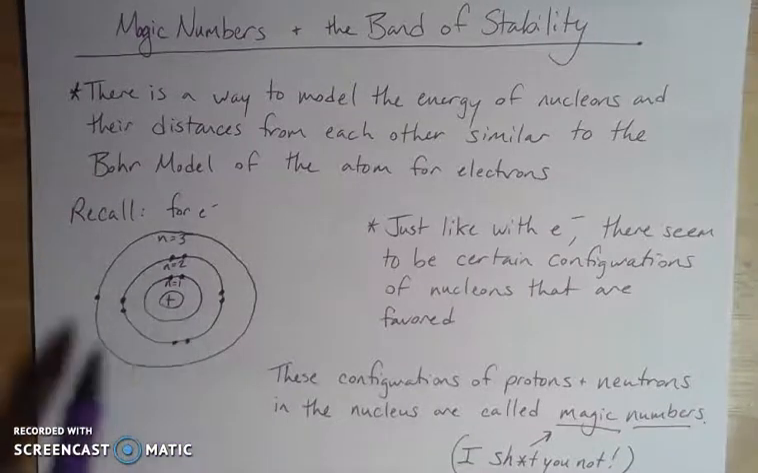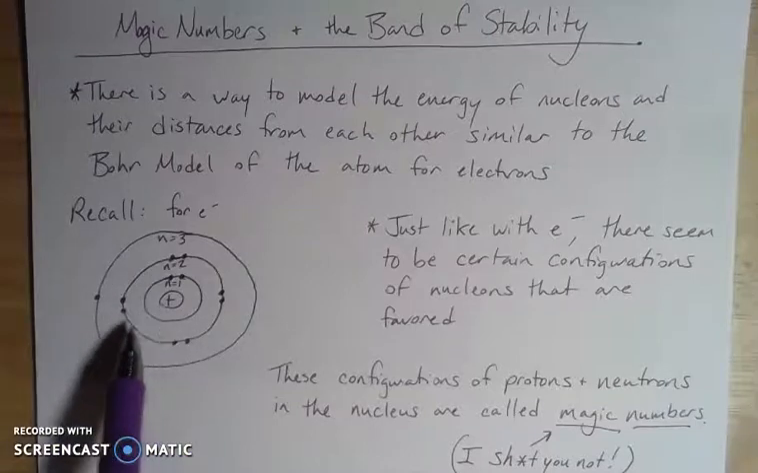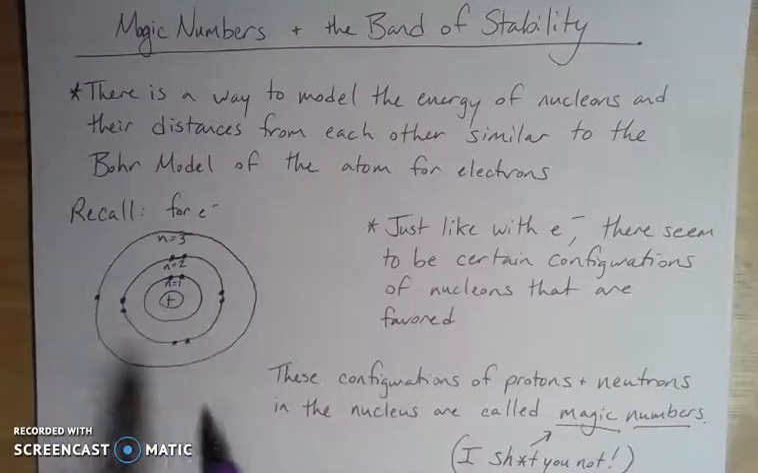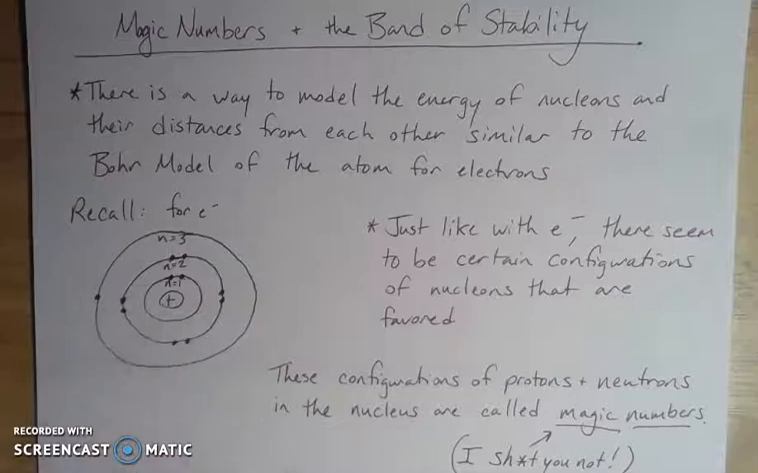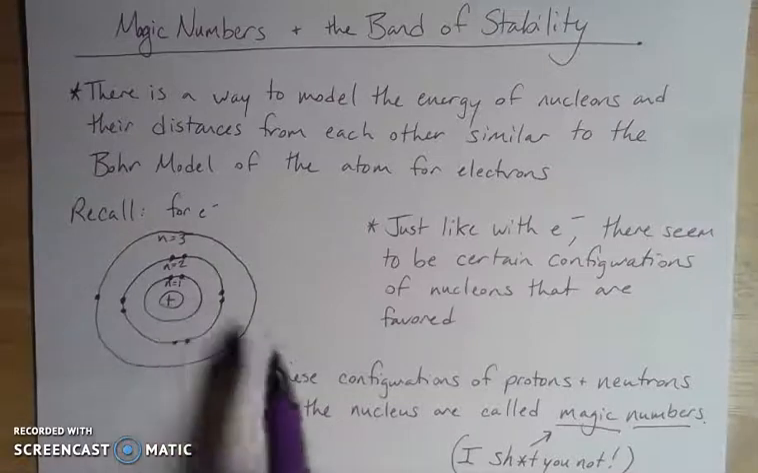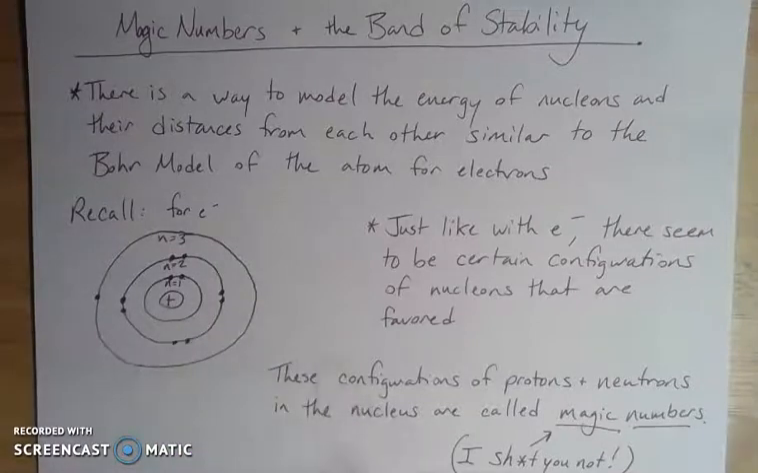So remember, for electrons, we have a way to show the distance. In the Bohr model, these shells represent energy levels, and as we move away from the nucleus, we increase our potential energy, and so they show both the position and the energy of electrons because of this whole wave-particle duality way that we think about electrons with the Bohr model. And we can do the same thing for the nucleons.